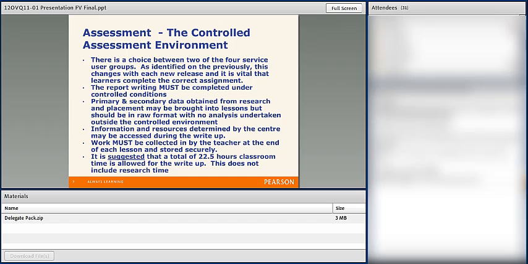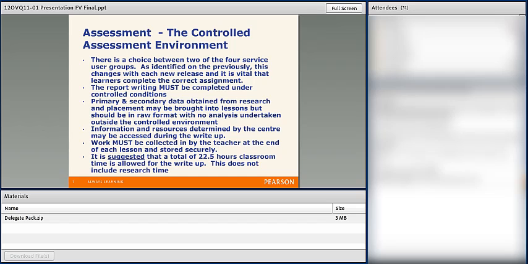There's been quite a lot of discussion just recently on actual face-to-face sessions that I've done about whether learners can access the internet during the controlled conditions environment. And the answer to that is yes, they can. However, you have to monitor what they are accessing. You have to monitor how long they are spending accessing, given that they've got limited time to write up their whole assignment. If they're spending ages accessing the internet, then they're not going to get the work done. So you have to monitor that very closely.